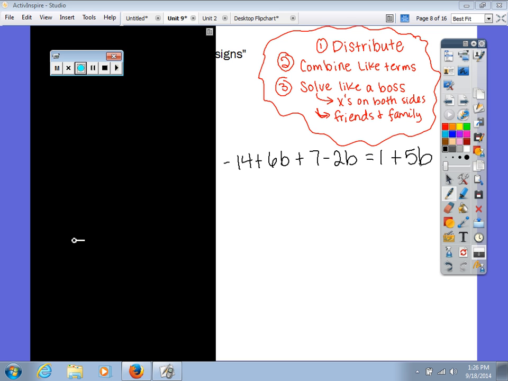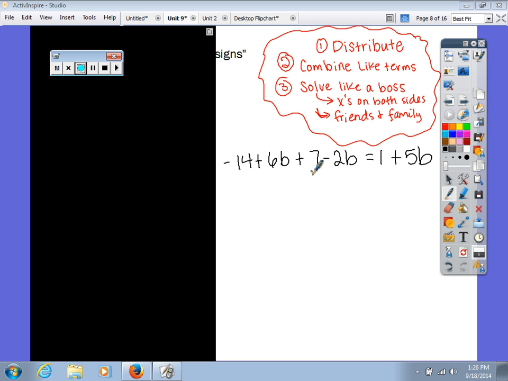And if you remember, we went through, we said, is there anything to distribute? No, because I don't see anything with parentheses. And then I asked you, are there any like terms on the same side of the equal sign? I'm not asking what are the like terms in the entire equation. I'm just asking what are the like terms on one side of the equation. So we're going to look at the left side, and then we're going to look at the right side.